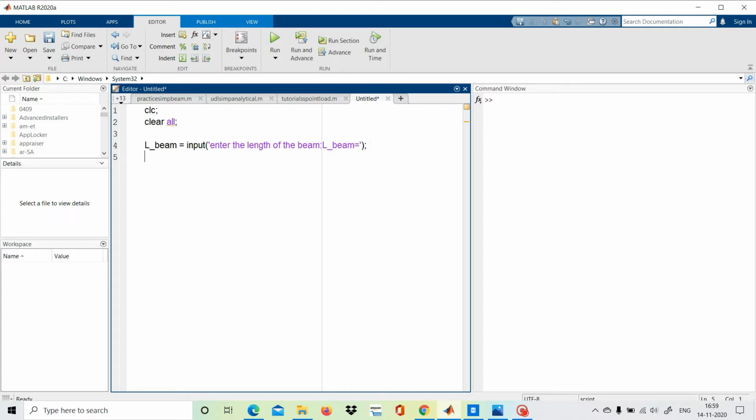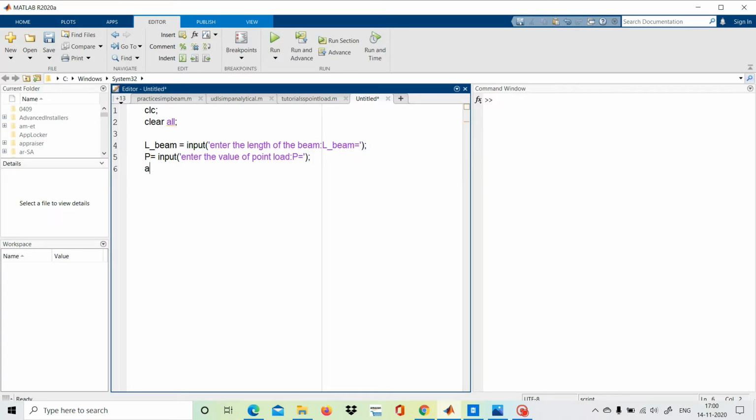Then it should ask the magnitude of the load we have applied. So P equals input, 'Enter the value of point load, P equals'. It will ask in this manner.